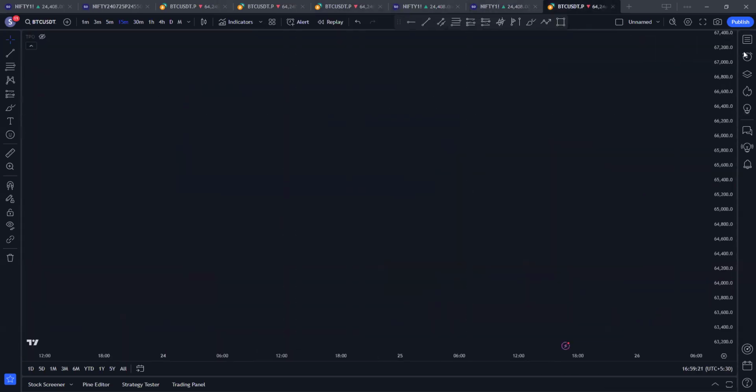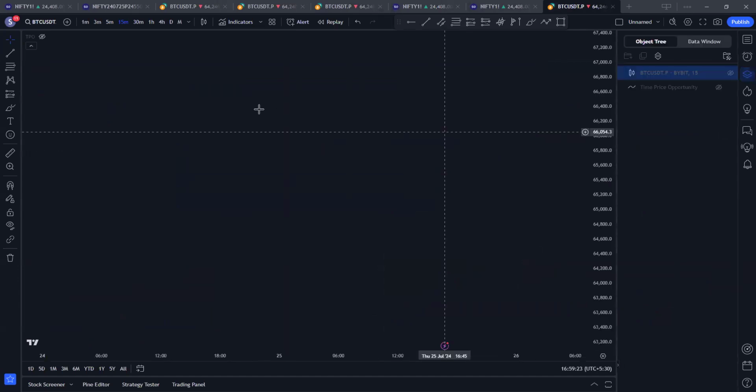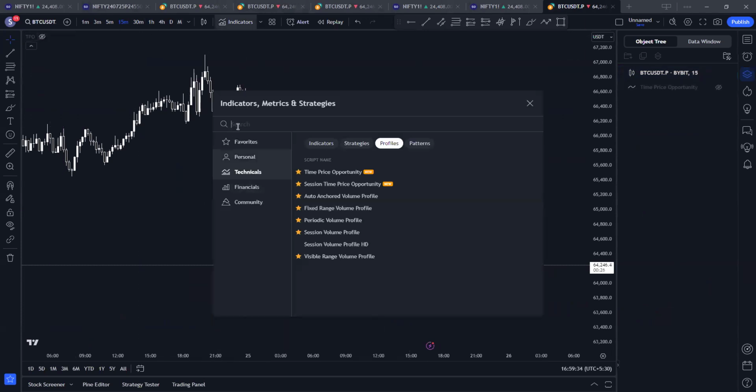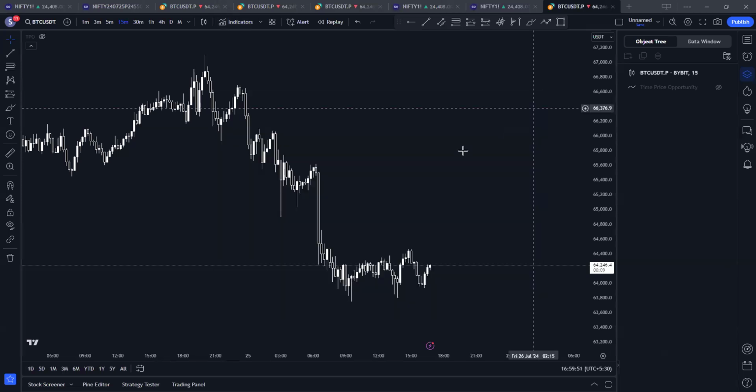Okay, this is a clean template. Let's look at our normal candlestick chart. This is a BTC chart on 15 minutes time frame. To get the TPO charts, just open your indicator template, go to technicals, and these are all the profiles available. I will be covering all this in future videos step by step in complete detail. So right now we need the TPO, time price opportunity.